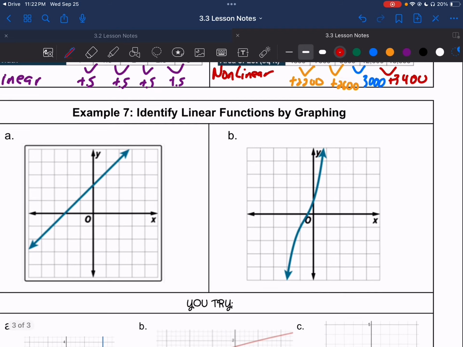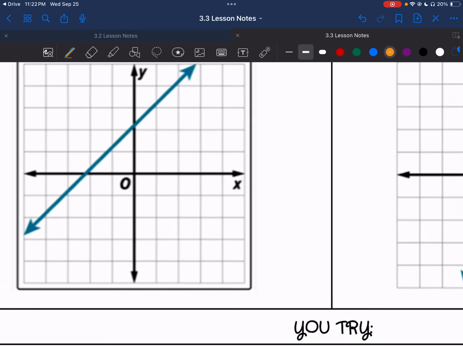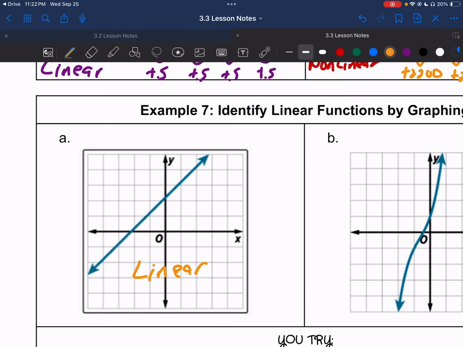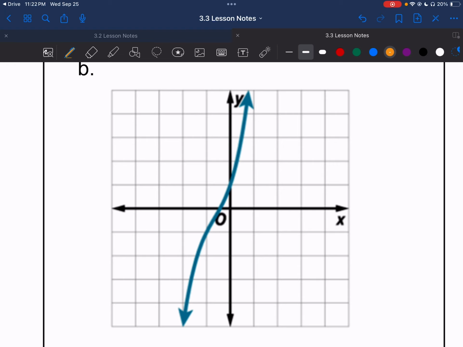All right, now let's take a look at some graphing, and we're going to identify if something is linear or not. And these are going to be the most obvious possible ways that you can identify if something is linear or not. Our first example here, letter A, is a straight line. So that is linear. Okay. Example B, we have a curve here. This is clearly non-linear.